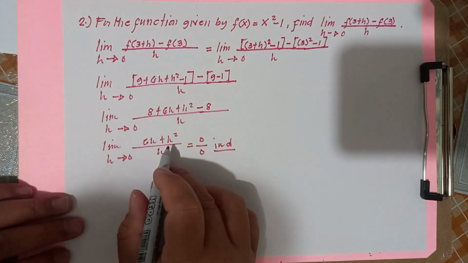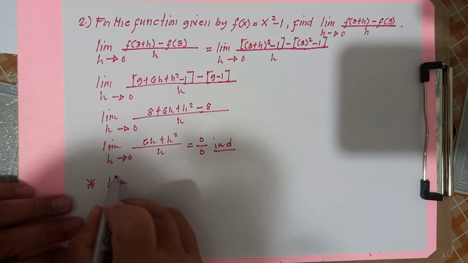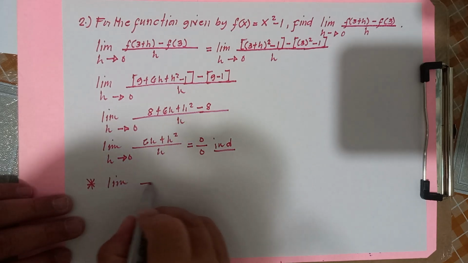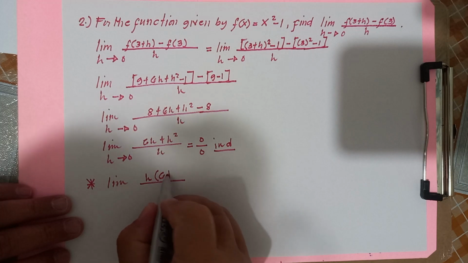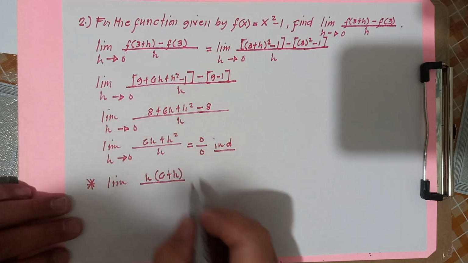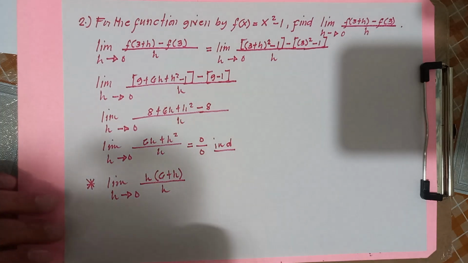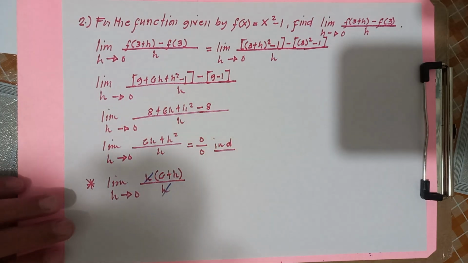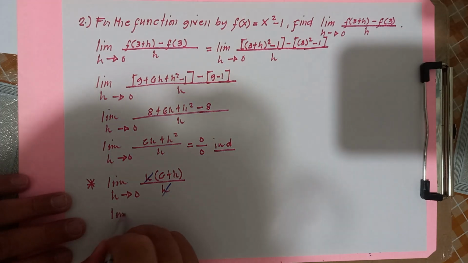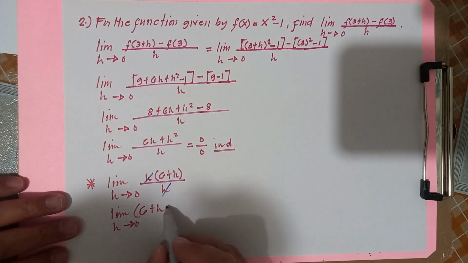If you notice our limit in here, we can still factor it out or reduce this one. We're not yet using the limit. What is the common factor of the numerator? h. So factor out h. What is left? 6 plus h. So that if we return, it will give you the original problem over h, as your h is approaching 0. What is left now is the limit of 6 plus h, as your h is approaching 0.